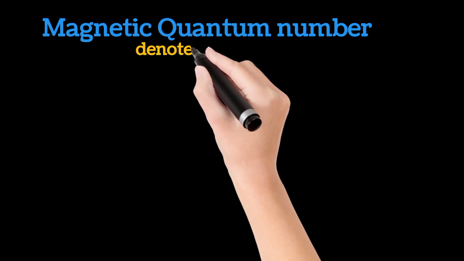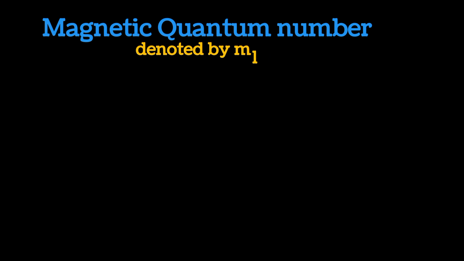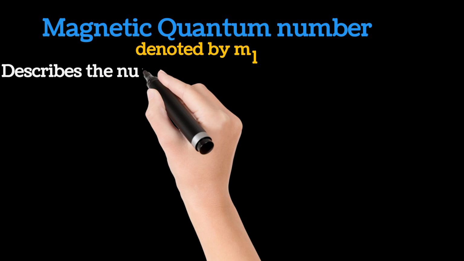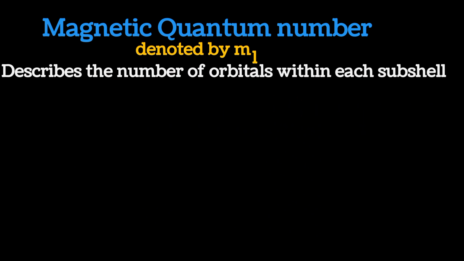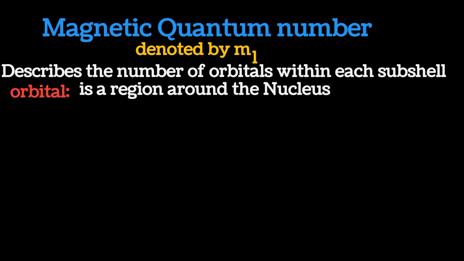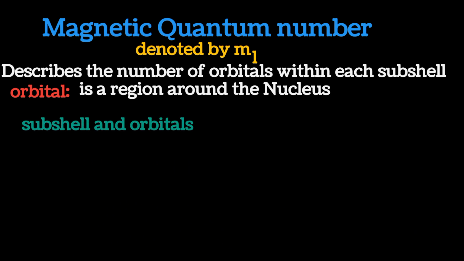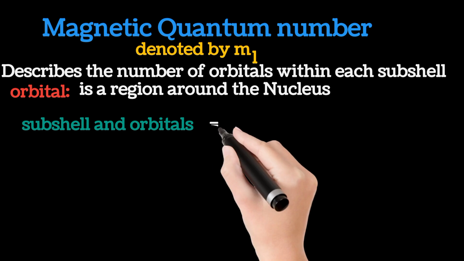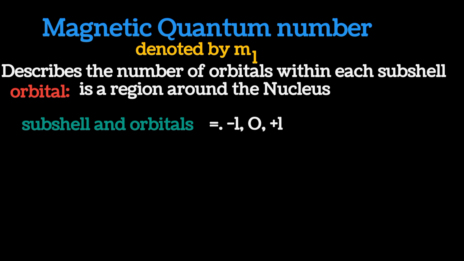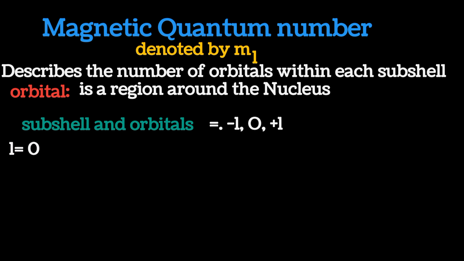Let's look at the magnetic quantum number, denoted by what? m sub l. The magnetic quantum number describes the number of orbitals within a given subshell. What is an orbital? An orbital is a region around the nucleus where the probability of finding an electron is maximum. Let's look at the relationship between the subshell that we have just studied and the orbitals. Now, m sub l takes values from -l through 0 to +l.